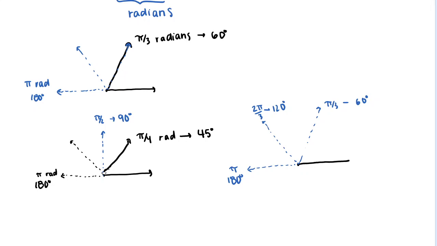If we were to cut it into 6, we'd really just be taking each one of these and splitting them in halves, a little bit further. And this would give us our 30-degree angle that corresponds to 1/6 of 180. And so pi over 6 corresponds to 30 degrees.